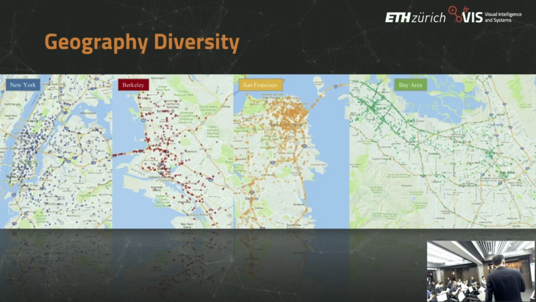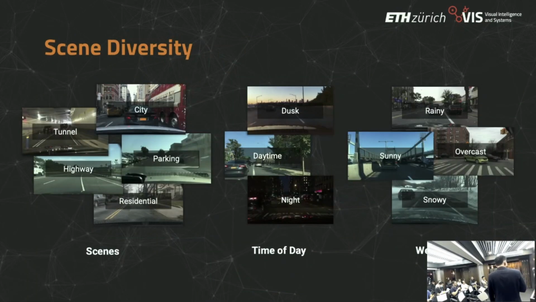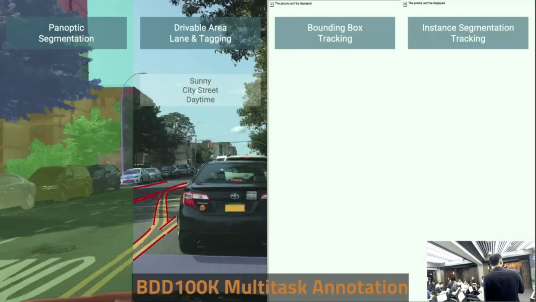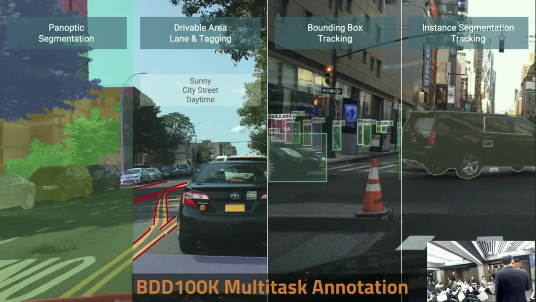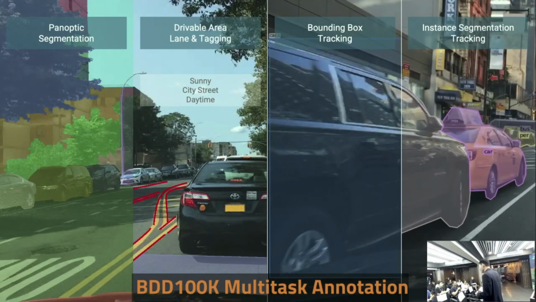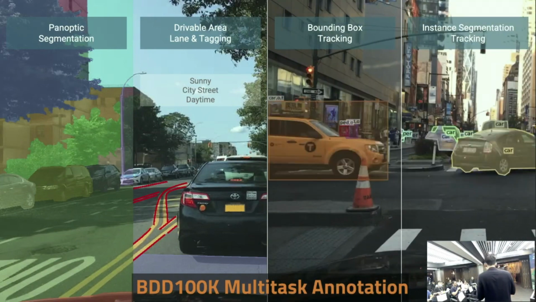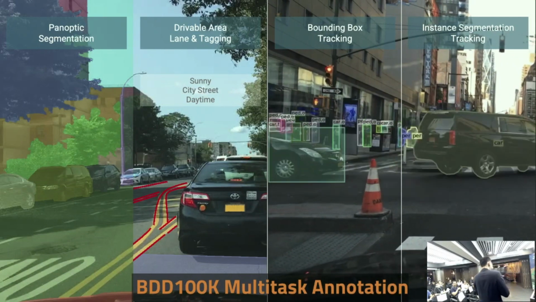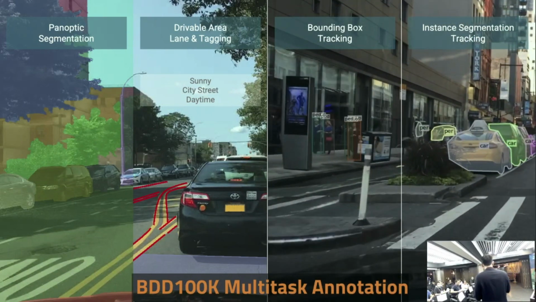Therefore, we have spent quite some time to build B200K. It's so far still the largest scale open driving video dataset. It contains 100,000 videos, and each video is 40 seconds. And the most important thing is it's very diverse, covering different time of day, different weather, different types of scenes. Well, these are just some samples of diversity. And based on the data, we have very comprehensive labels to support different types of tasks, such that on the data we can study many different driving tasks under these diverse scenarios.